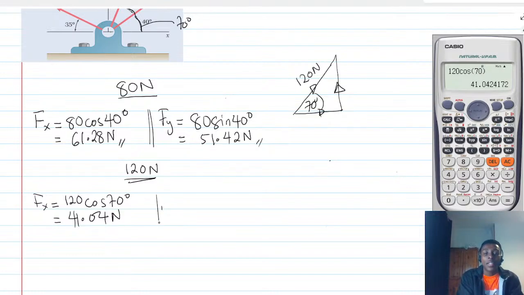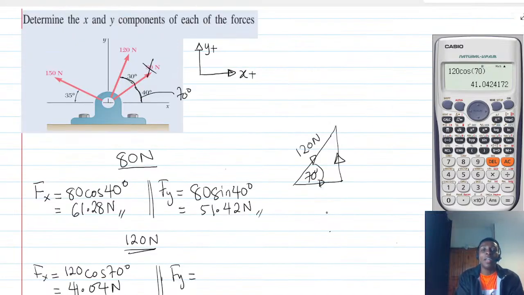Okay. Let's do the y component. Now, essentially, one thing that you have to take care of is that, all the time, for Fx and Fy, if the angle is opposite, then it is sine. And if the angle is adjacent, then it is cosine. Is that right? So please bear that in mind. Whenever you have the force and the angle, whenever the angle is opposite, then it's going to be sine. But whenever the angle is adjacent, then it's going to be cosine.